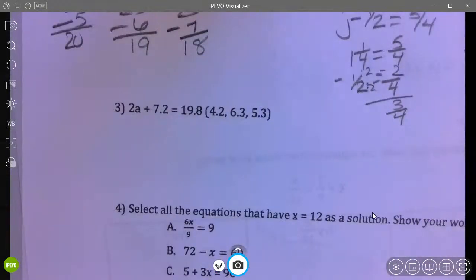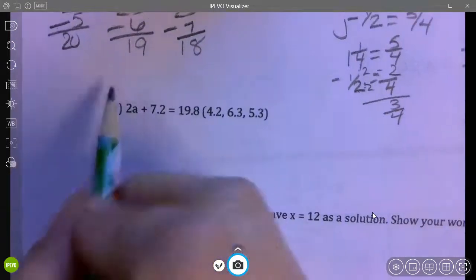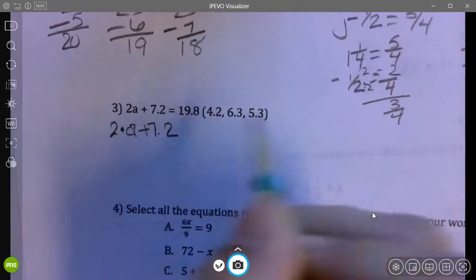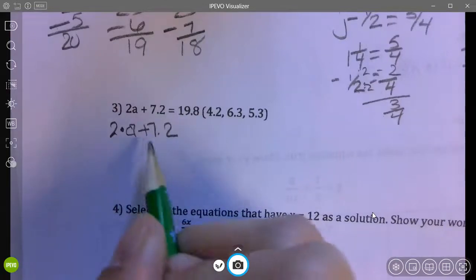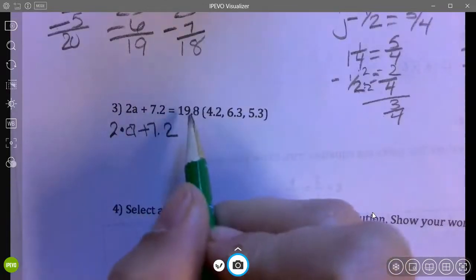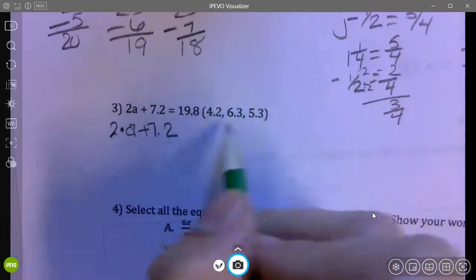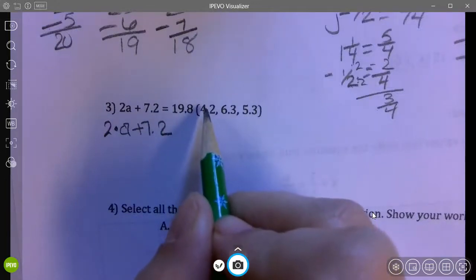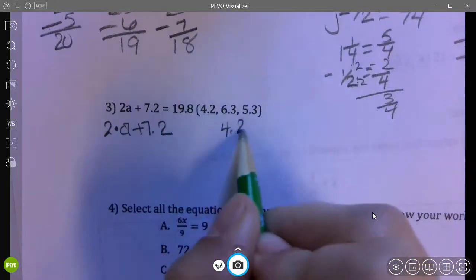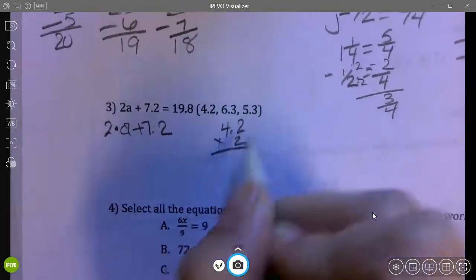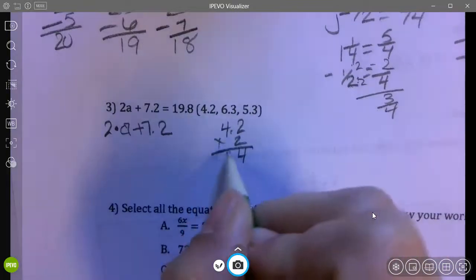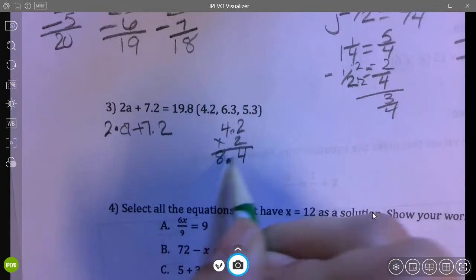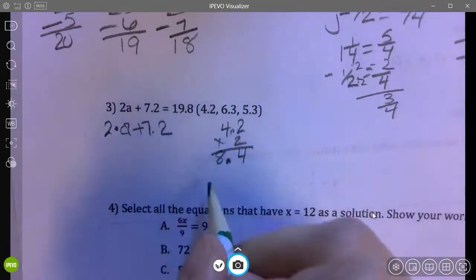Okay, number 3. I see the expression 2 times a plus 7.2, and I know that this, to be a true statement, to be balanced with 19.8, I have to substitute these into this and see which one's true. So since there's more digits in here, I'm going to put that on top when I multiply the 2. 2 times 2 is 4. 2 times 4 is 8. And then since there's only 1 digit behind my decimal, I'm going to just keep 1 digit. And then I'm going to add the 7.2.